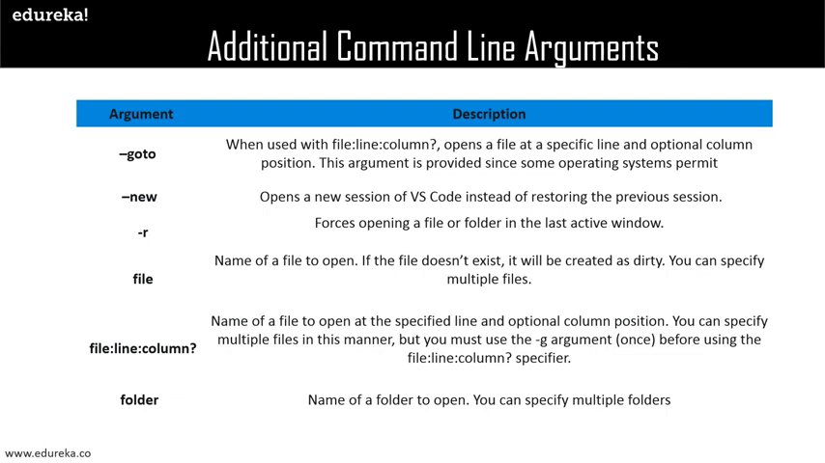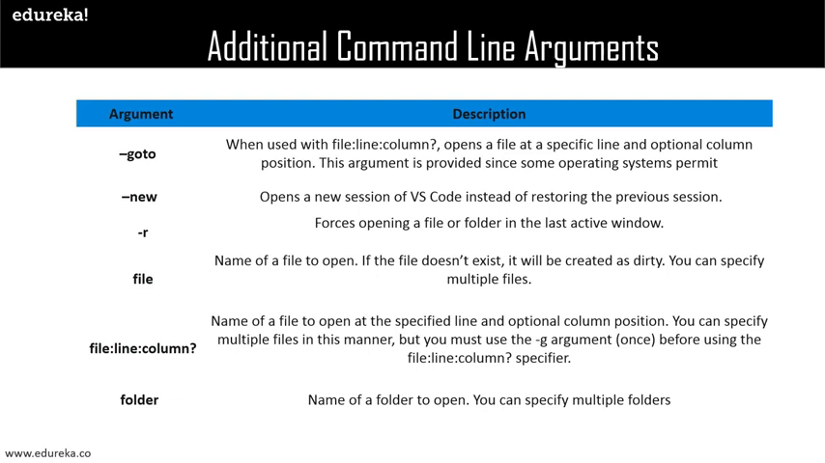Firstly, we have goto. When used in a file:line:column format, it opens a file at a specific line and optional column position. This argument is provided since some operating systems permit it. Followed by that, we have new, which opens a new session in Visual Studio instead of restoring the previous session. Then we have R, which forces a file or folder to open in the last active window.